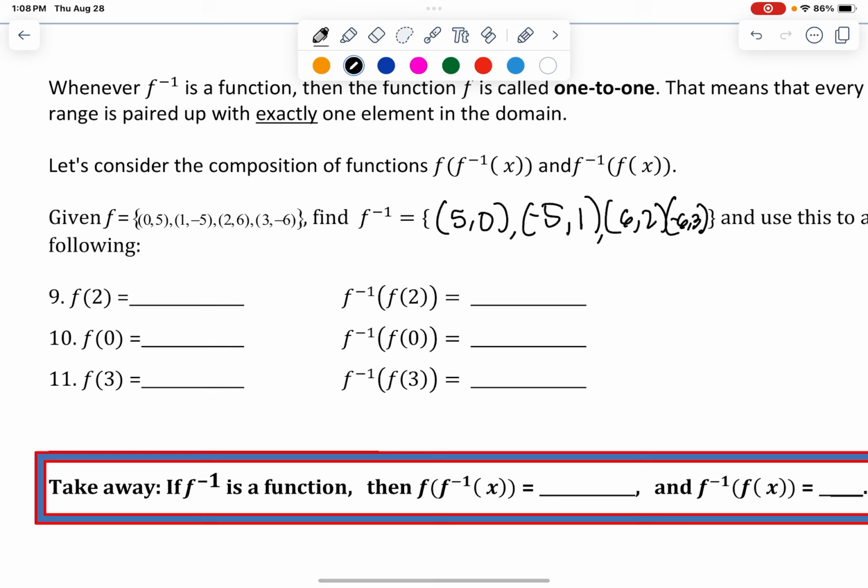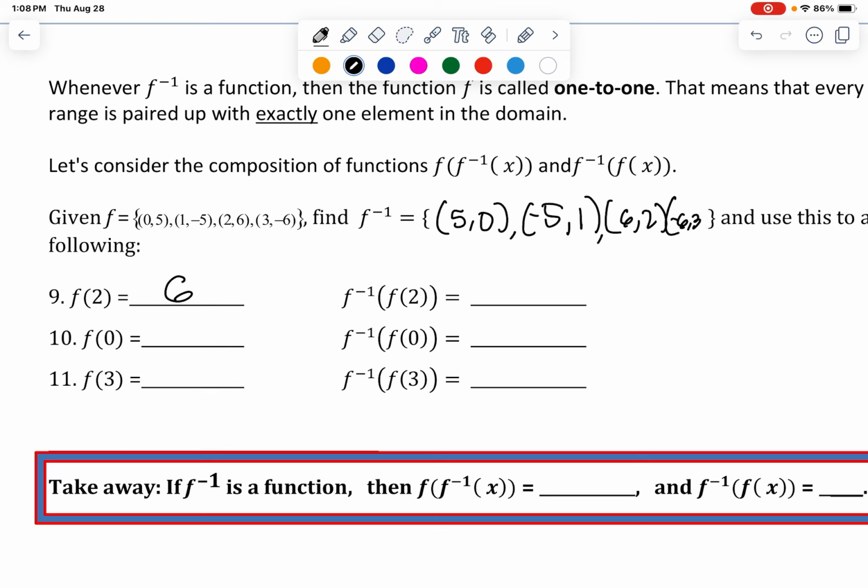Given that function, find the inverse, got that, and then find the following. So f of 2. So that's go to the function f, right? And when the x value is 2, what's the y value? I'm going to look for the x value of 2 right here, and it's asking you what the y value is, 6. Okay. All right, let's do the one to the right of that.